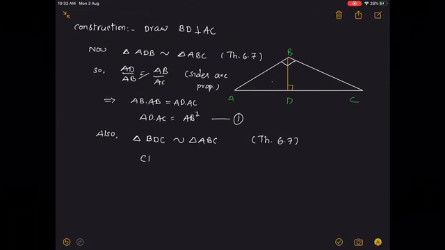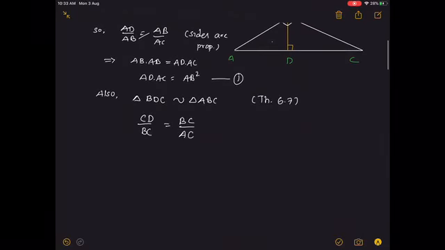So again we will write the proportional sides. CD by BC is equal to BC by AC. So that implies, again do cross multiplication, children. What it will be? CD into AC is equal to BC square. And this will be equation 2.